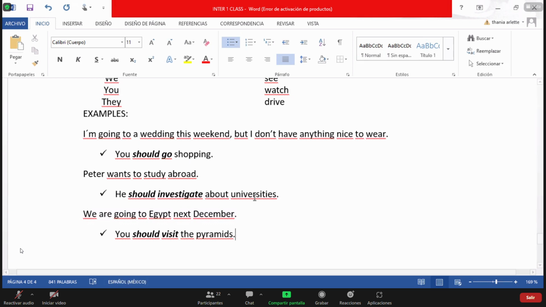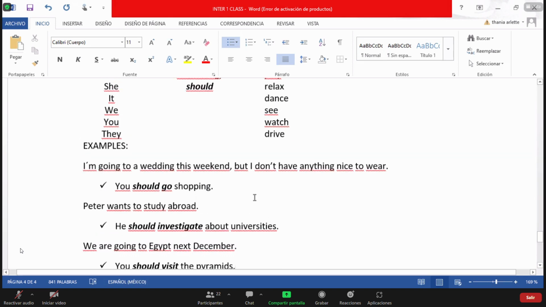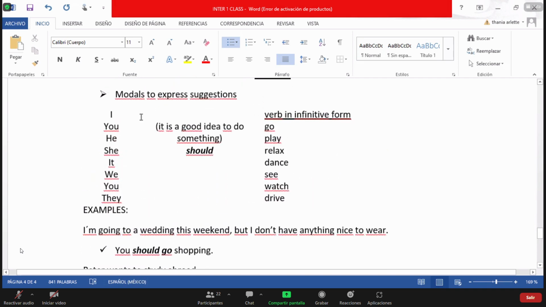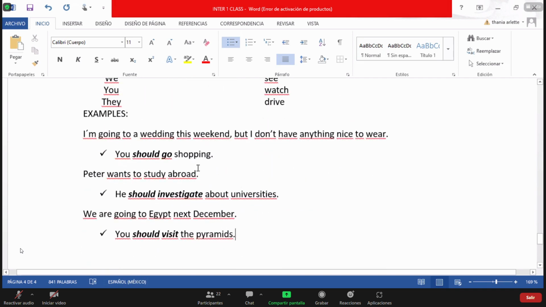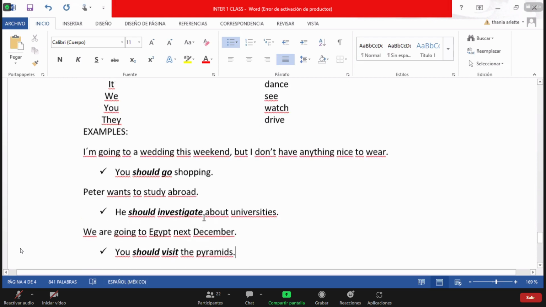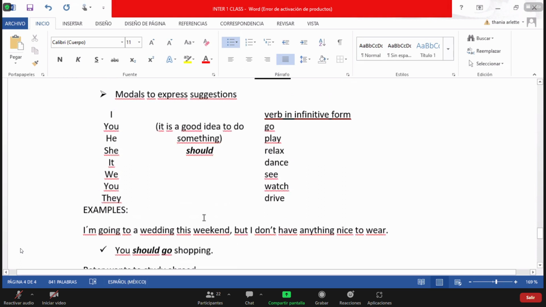And now, at the moment, I suggest you only pay attention. And I promise to give you time to take a screenshot or to copy. So don't worry about it because I am going to complement this information into these three columns. And I am also going to complement the sentences that I have in here. So it is a good idea to do something that is with should.